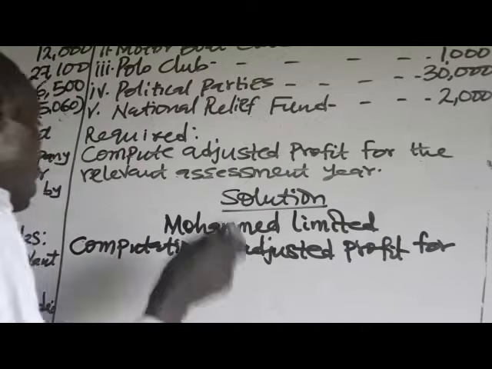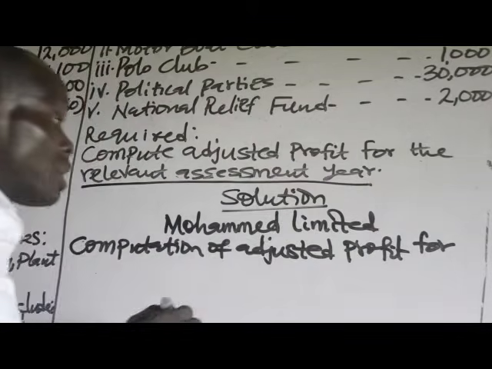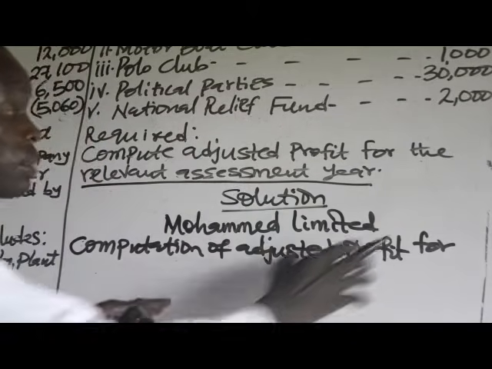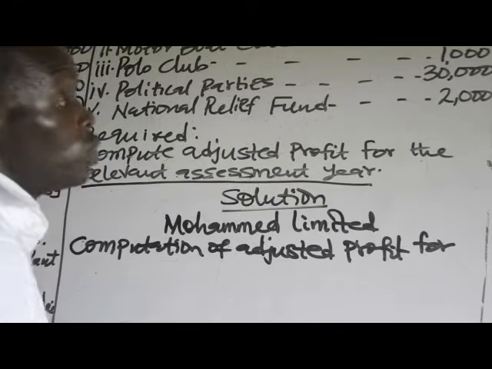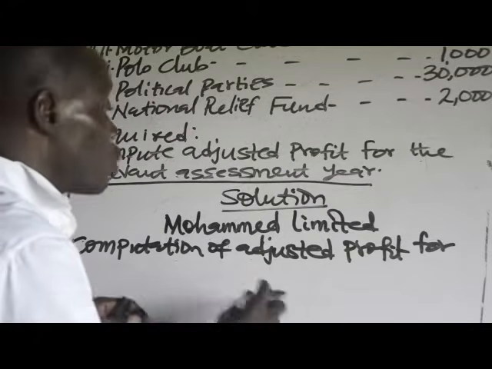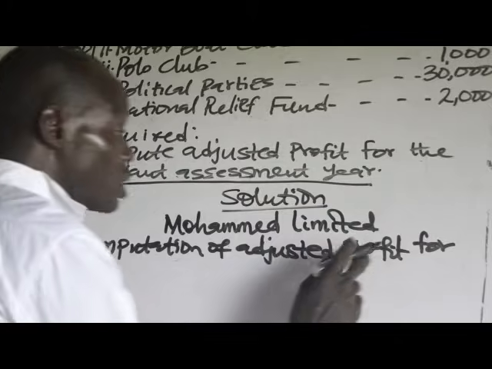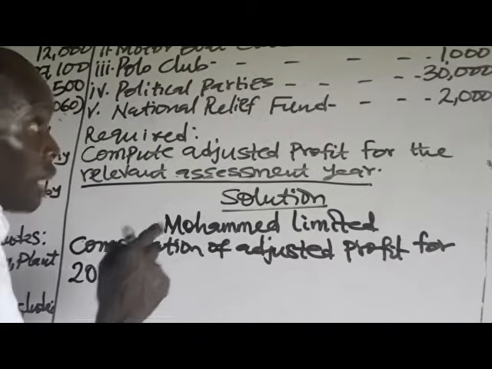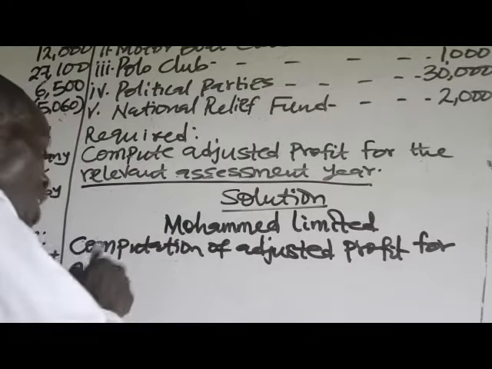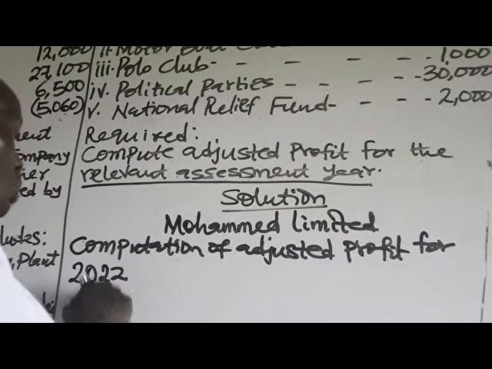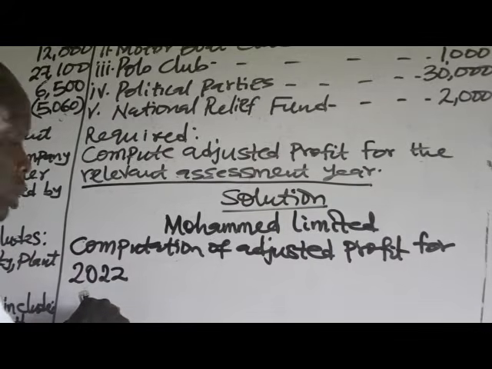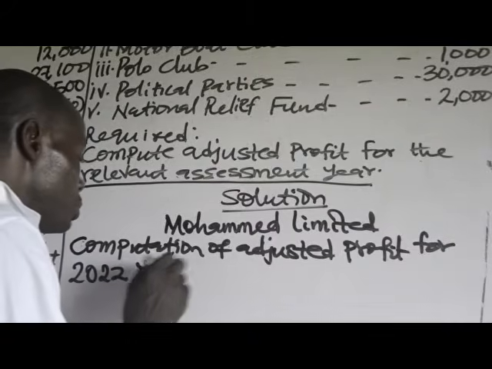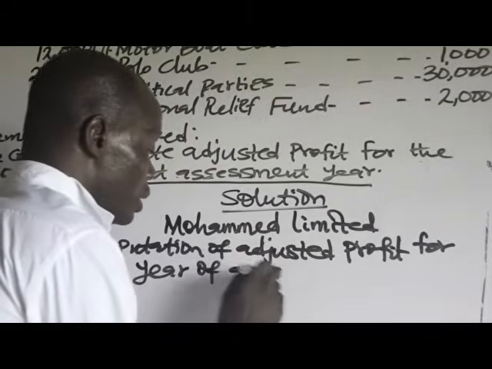So do not put for the relevant year of assessment. That is for the examiner. It is the examiner that will put relevant year of assessment, but you have to mention that year of assessment. Otherwise, failure to mention the year of assessment, everything you are going to do will amount to 0. So computation of adjusted profit for 2022, not 2021. The accounting year is 2021, which will be assessed in 2022. If you put 2021, you will equally score 0. Computation of adjusted profit for 2022 year of assessment.